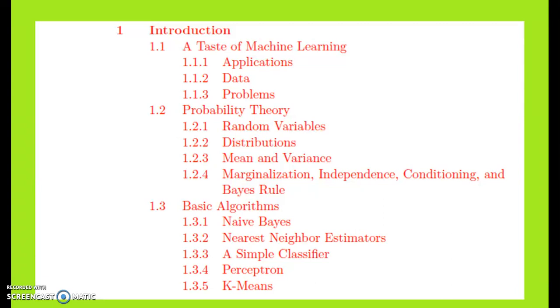These are the things that we are going to discuss from probability theory in this session. And at a later point of time, in the coming sessions, we are going to discuss the basic algorithms like naive Bayes, nearest neighbor estimators, a simple classifier, perceptron, and k-means.